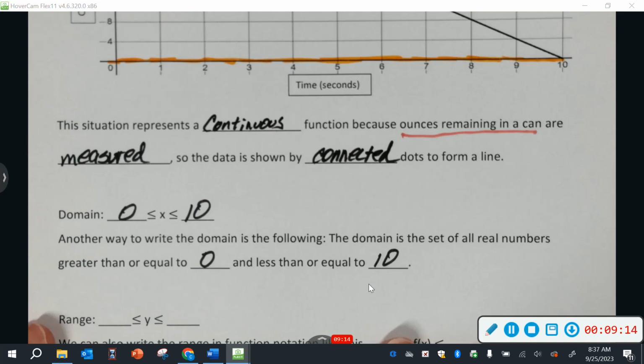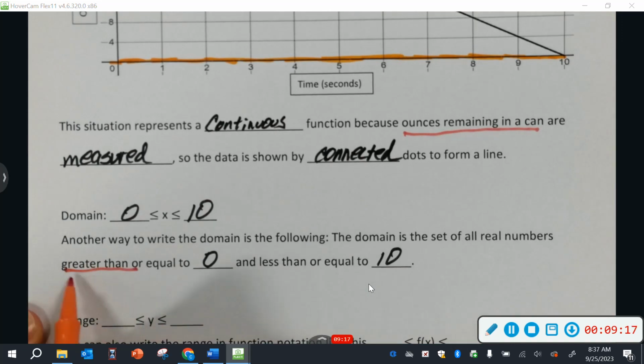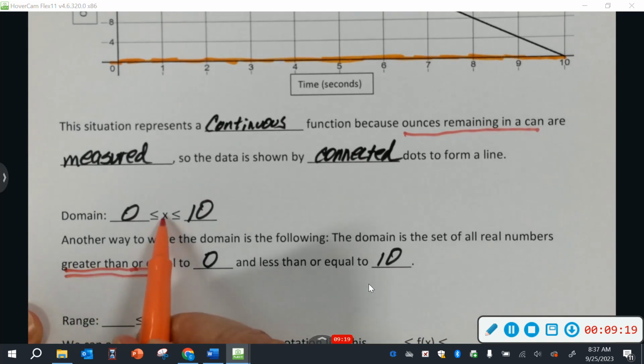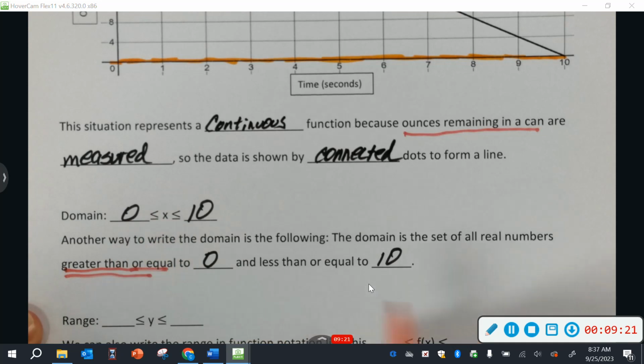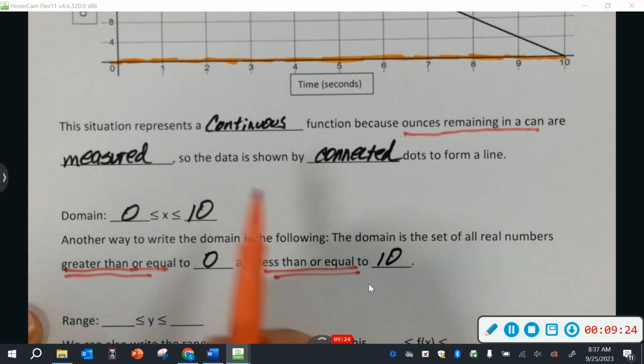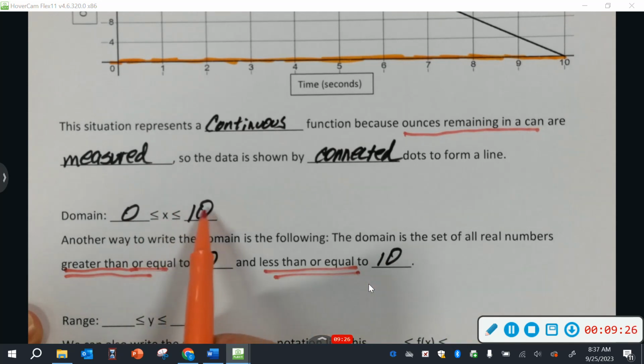So make sure you understand these phrases. Greater than or equal to, okay, that's this one. X is greater than or equal to 0, and then less than or equal to. So x is less than or equal to 10.